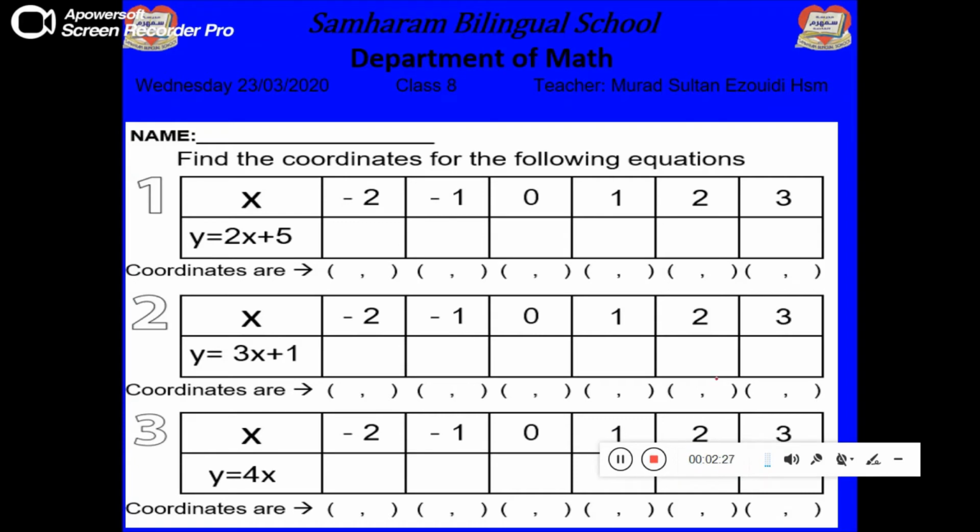Now let's do this exercise, my kids. Find the coordinates for the following equation. So x equals -2, and the value of y is 2 multiplied by -2, which is -4, plus 5 is 1. Let's do it, my kids. I will give you, let's say, 3 minutes to do each equation, then I will step in to solve this.